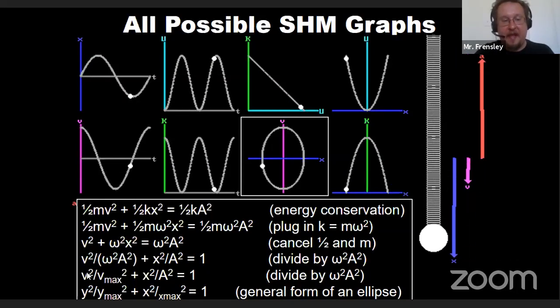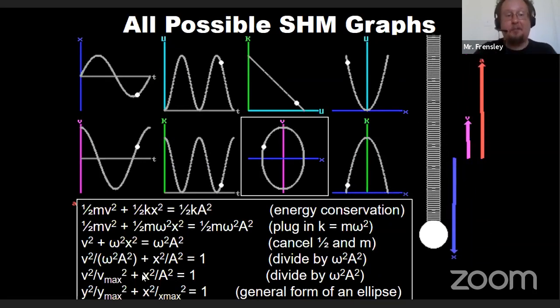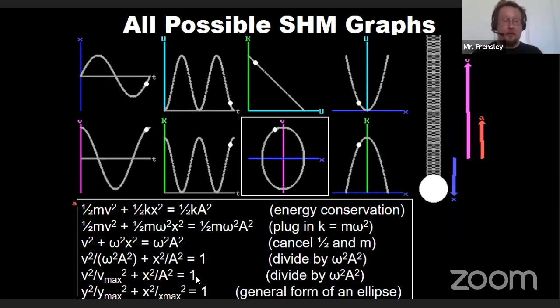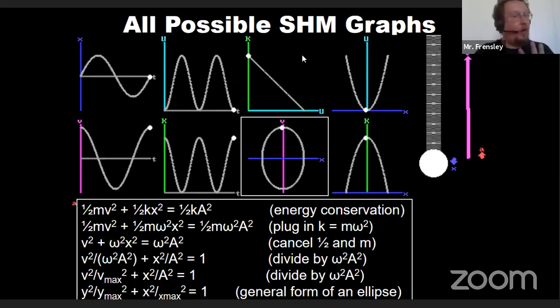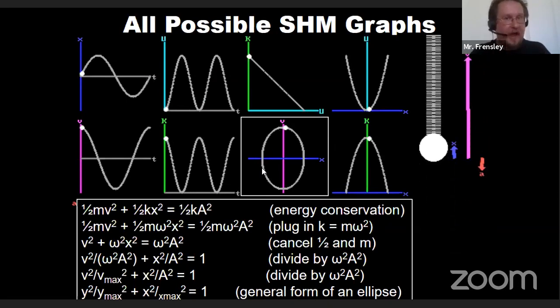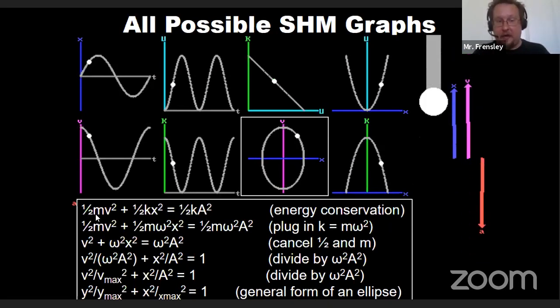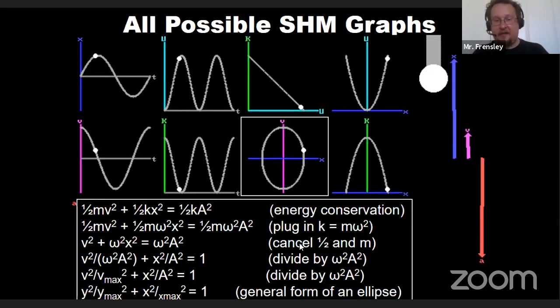And then at the end, I get V squared over the maximum V squared plus X squared over the maximum X squared equals 1. That is the form of an ellipse. So if you want to go back through and see this again, you probably don't have to, but if you want to watch it on the replay, you'll see my math here, starting with total energy equals the total energy at equilibrium. And notice out here, I annotate what I'm doing.